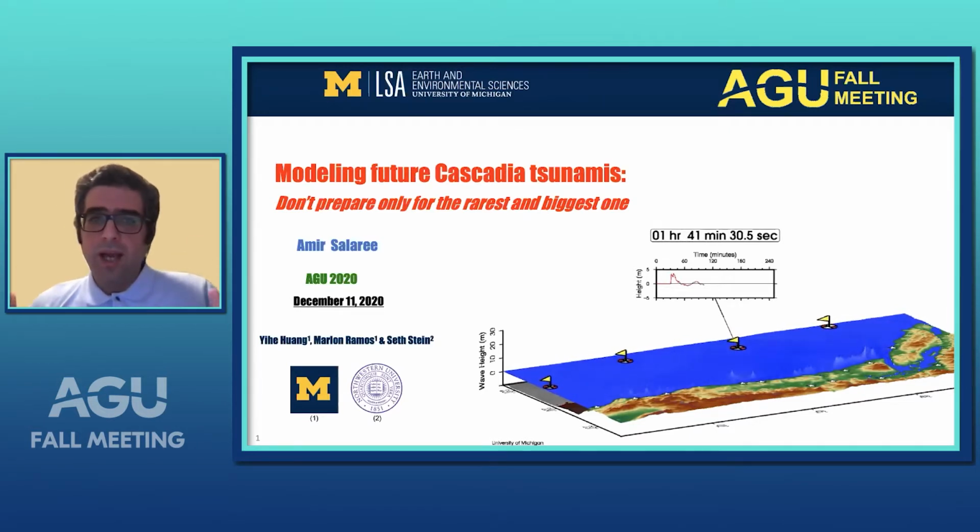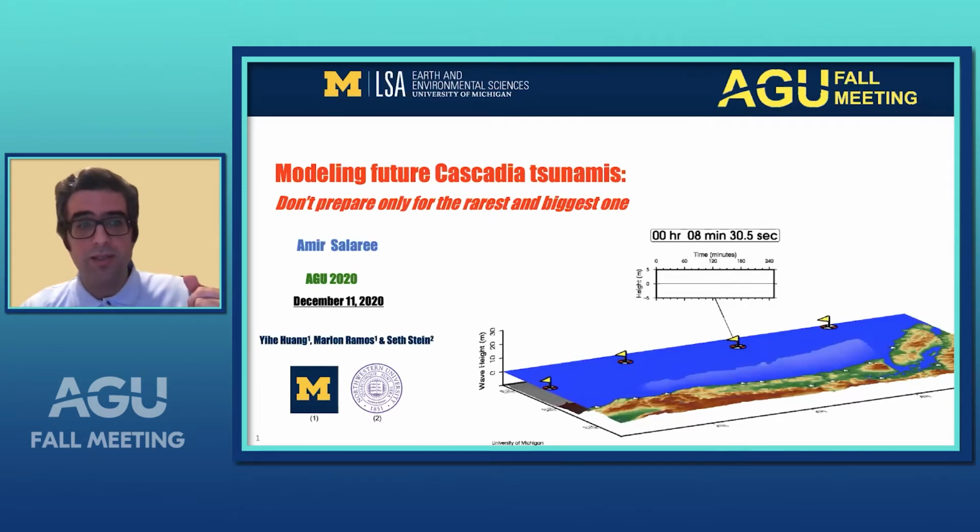The jury is still out on the shape and size of the rupture and what the magnitude of that would be. But I think an important question is how big of a tsunami is it going to make? And does the worst case tsunami scenario necessarily correspond to the worst case rupture scenario? And this is the question I'm trying to answer in this talk.